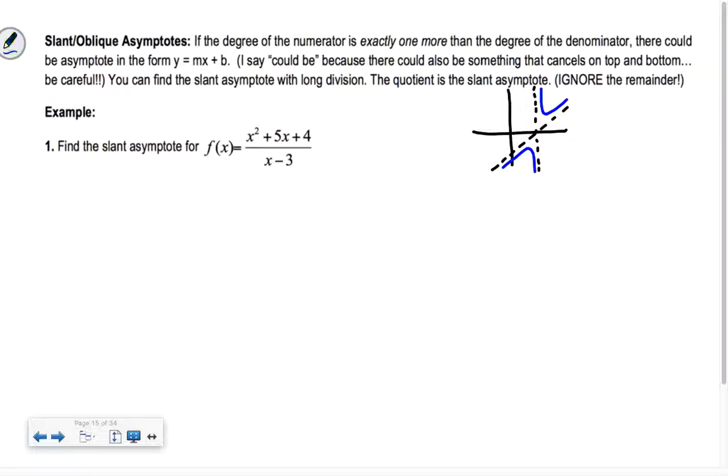Okay, so notice how it says, if the degree of the numerator is exactly 1 more than the degree of the denominator. So like this was degree 2, and this one is degree 1. It's a weird one. So 1 more on top. So look for slant.